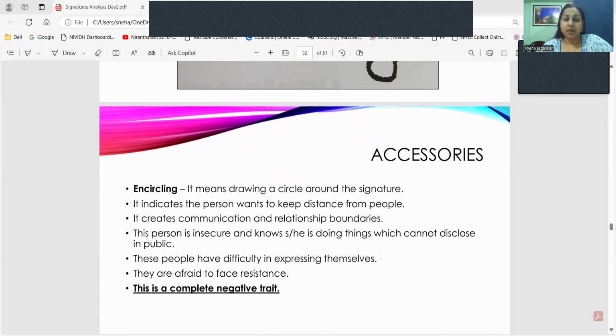Now, encircling is drawing a circle around your signature. Now, this indicates that the person wants to keep distance from other people. They create communication and relationship boundaries. So this is something which I used to do. I had a signature where I used to encircle. If I have, I might be able to show it to you. Yeah. So see over here, as you can see, this is my name and I've encircled it.